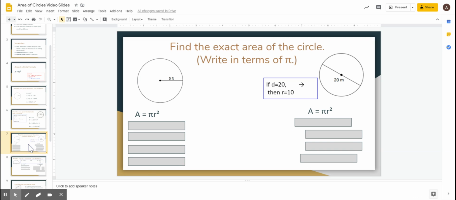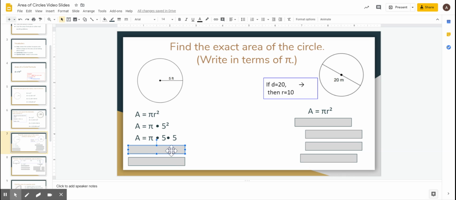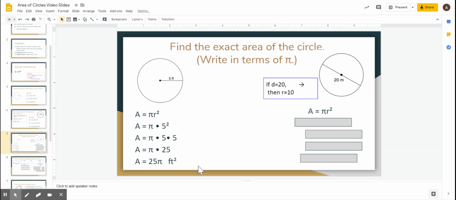In our next example, we have find the exact area of the circle. Exact area. That means you write in terms of pi. That means that pi needs to be in your answer. So we're not plugging in 3.14 for pi. In this first example of the circle, we have 5 as a radius. So we're going to plug in 5 for r. So area equals pi times 5 squared, which is the same thing as saying pi times 25, or 25 pi feet squared.